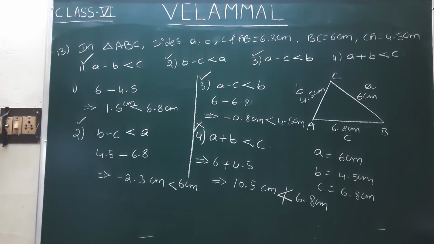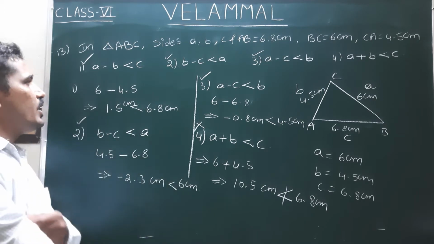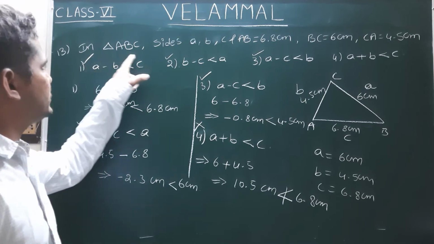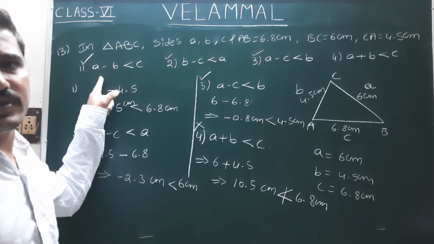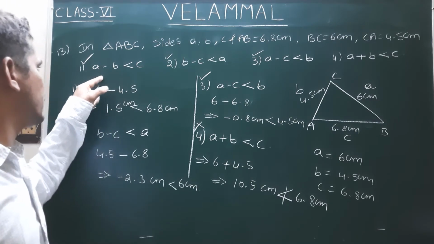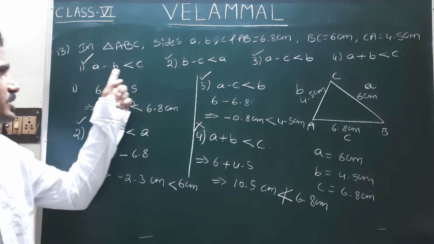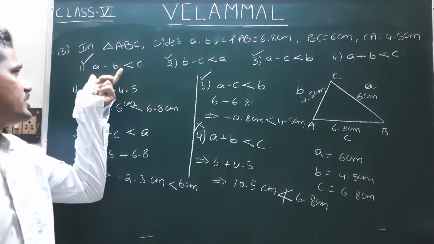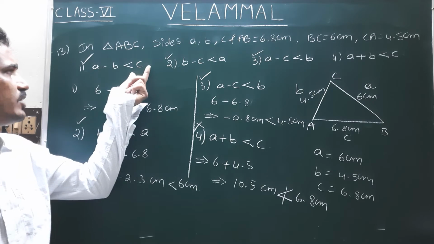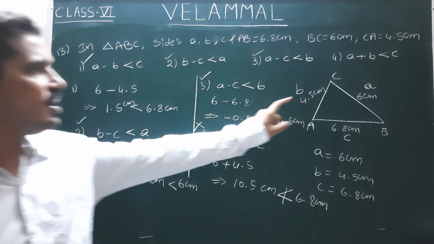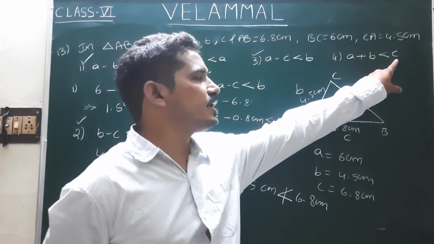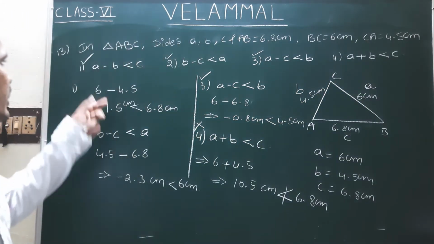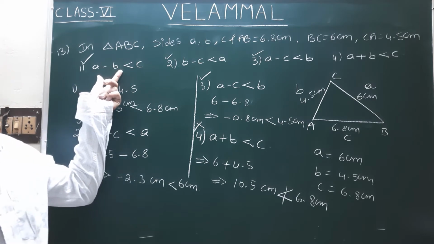Not only by solving this, one more method we can observe. It is already given that it is a triangle. By the inequalities of the triangle relating to the sides, the sum of any two sides must be greater than the third side, and the difference of any two sides must be less than the third side.